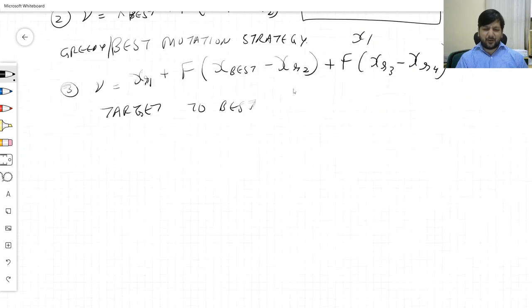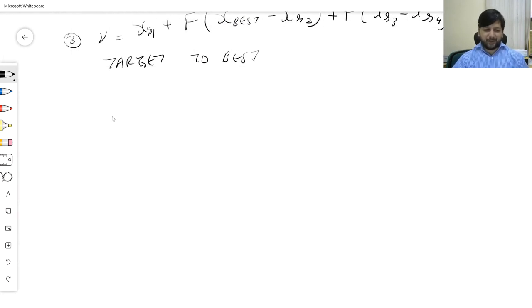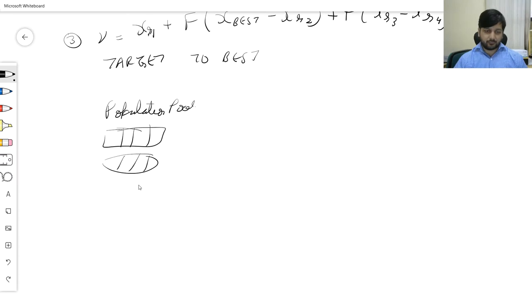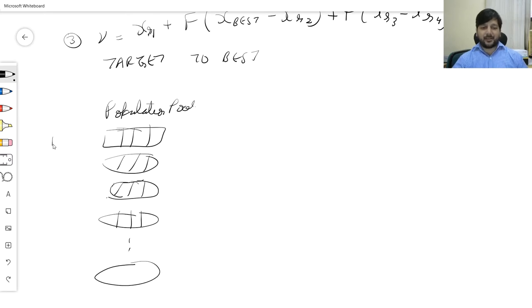Now let's consider the overall problem. So I've got a population pool like this, differential evolution. So this is my population pool. And so on. So that's my first individual. And so on. And I need to convert it into what should be a population at the next time step.